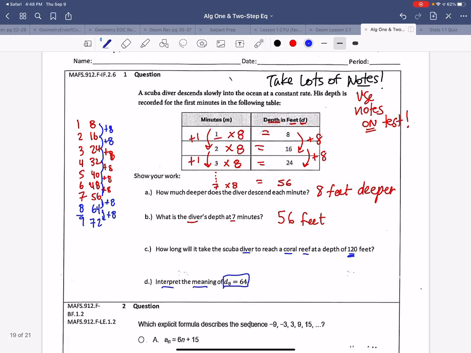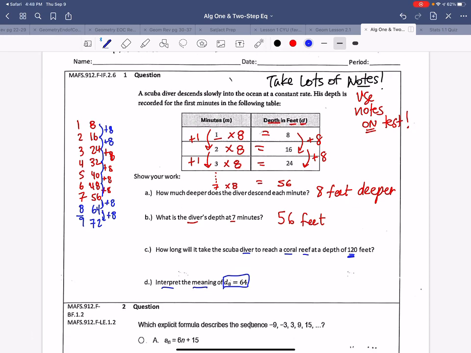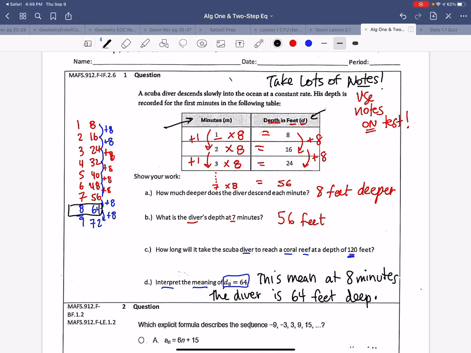What does this mean in words? Okay, so we notice it's here in our table, and we just have to add in our context. Okay, so D means depth. So this means at 8 minutes, the diver is 64 feet deep. So I'm not all the way to 120.